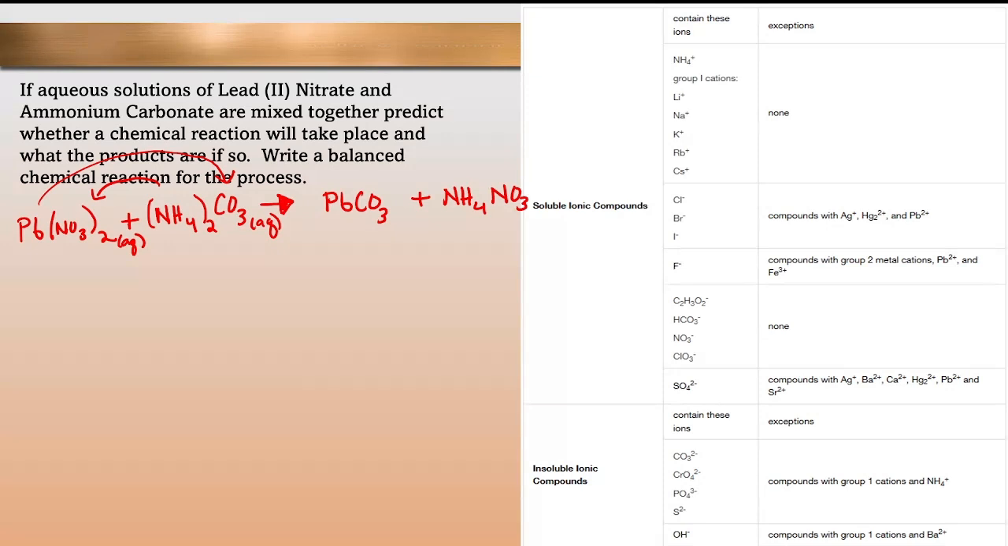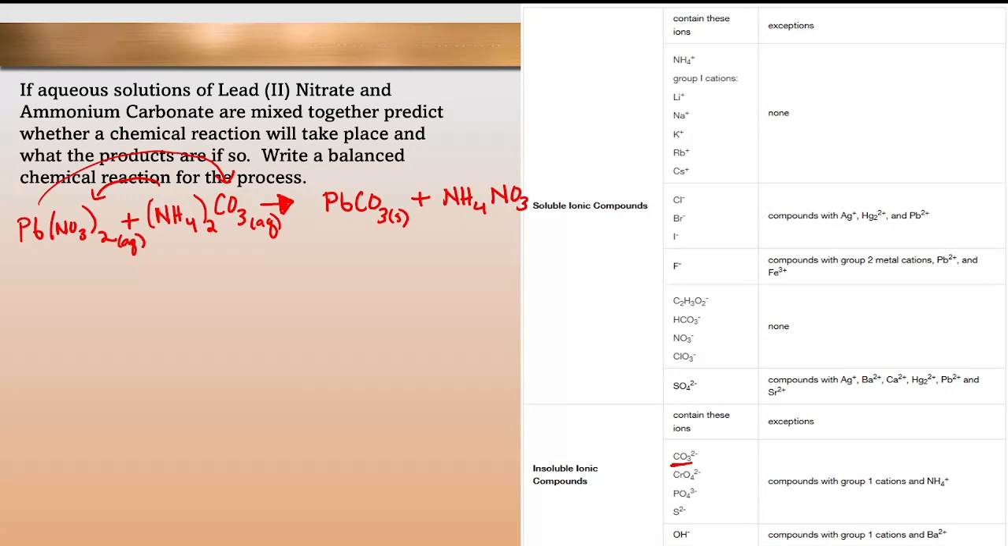Now we may want to stop here and check to see if either of these is an insoluble product. I see lead carbonate, so I may start with lead carbonate. I look at my solubility table and try to find either one of these ions, a lead(II) ion or a carbonate ion. The first one I see is the carbonate ion, and I know that any carbonate that's not bonded with a group 1 metal or ammonium is insoluble. So this would in fact be a solid, and that would be our precipitate from this double replacement reaction.